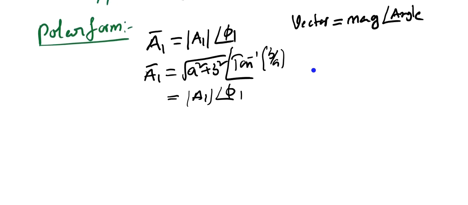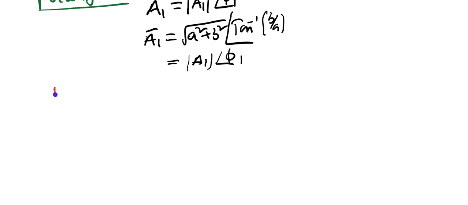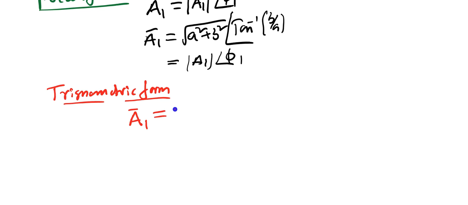Now we'll see what the trigonometrical form is. You are very familiar with the trigonometrical form also. Once again I will recall it. Trigonometric form is nothing but, suppose you have a vector, then this vector has some A1, that is the magnitude, with cos phi 1 plus j sin phi 1. This is how you can represent a trigonometrical form: A1 cos phi 1 plus j sin phi 1.